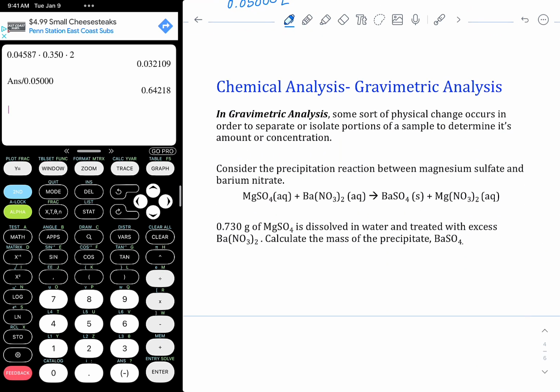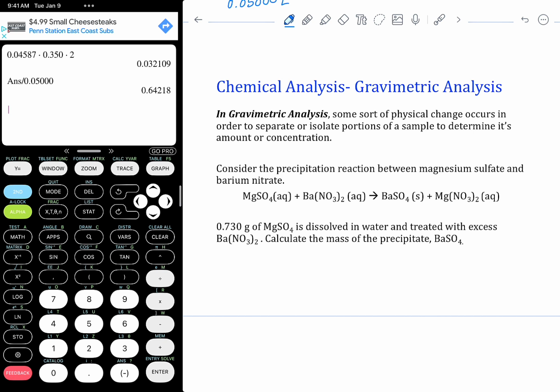The other type of chemical analysis that we're going to see often, and which we have seen multiple times in previous lessons, is called gravimetric analysis. And in gravimetric analysis, this is when we have some sort of physical change that happens between when our two reactants come together and react to form our products. So this is most likely seen with precipitation reactions, where we go from two solutions that don't have solids in them, and then when we mix them together, a precipitate forms.